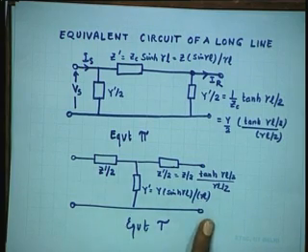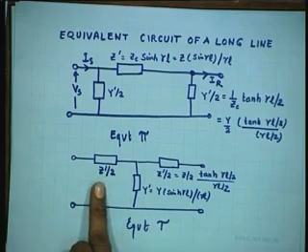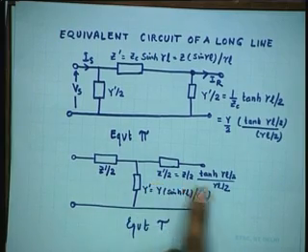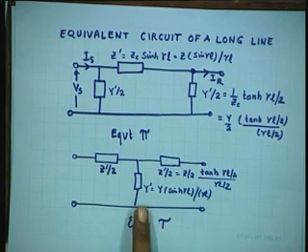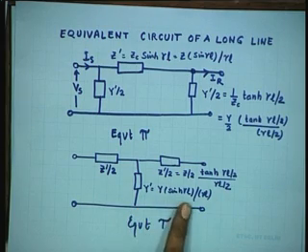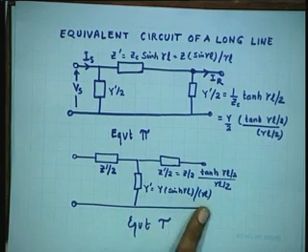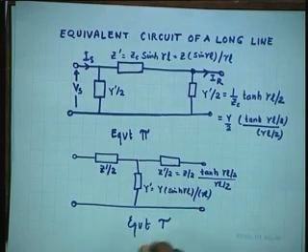Similarly, in the T, the series branches are Z'/2, where Z'/2 is equal to Zc tanh(γL/2), or Z/2 tanh(γL/2) upon γL/2, and then Y' is Y sinh(γL) upon γL. So, this is the equivalent T, and this is the equivalent pi.